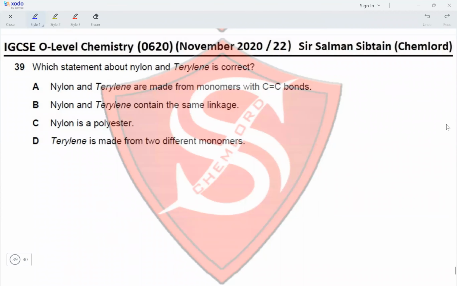Question 39. Which statement about nylon and terylene is correct? Nylon and terylene are made from monomers with C double bond C. No, that forms addition polymers. Both of these are condensation polymers. Nylon and terylene contain the same linkage. No, nylon is a polyamide, terylene is a polyester. So they contain different linkages. Nylon is a polyester. No, it is a polyamide.